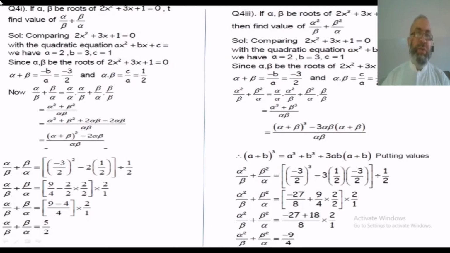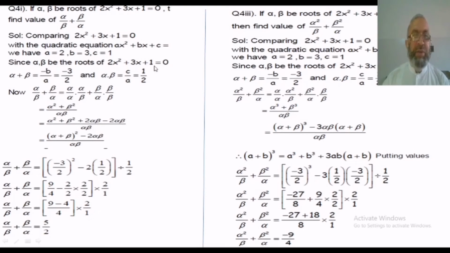Now come to 4. If alpha, beta are roots of the given quadratic equation 2x square plus 3x plus 1 equal to 0, then find the value of alpha by beta plus beta by alpha, a symmetric function. So first of all we take this quadratic equation. Comparing this with the standard form of the quadratic equation, we get a is equal to 2, b is equal to 3 and c is equal to 1.